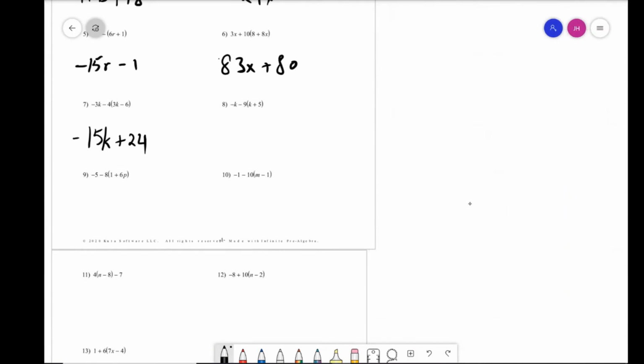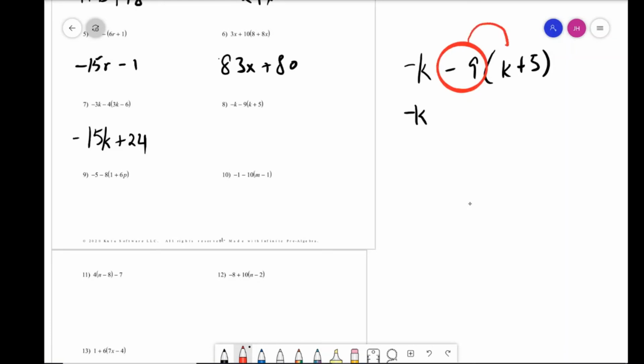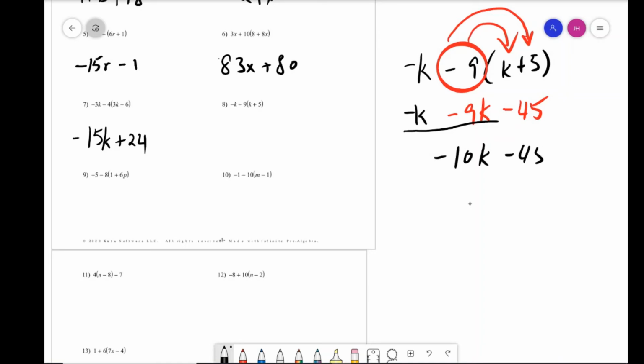Number 8. Negative k minus 9 parentheses k plus 5, and this will be negative k. Now I will distribute negative 9 times k. That will become negative 9k, and then negative 9 times positive 5, which becomes negative 45. So what I'm combining here is negative k minus 9k, that is negative 10k minus 45.